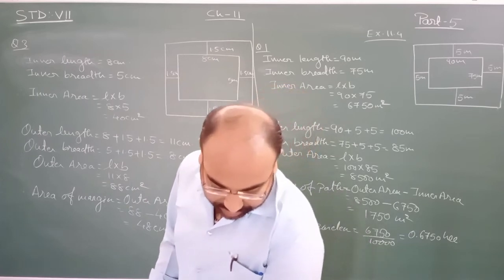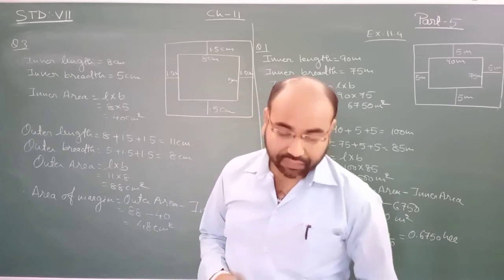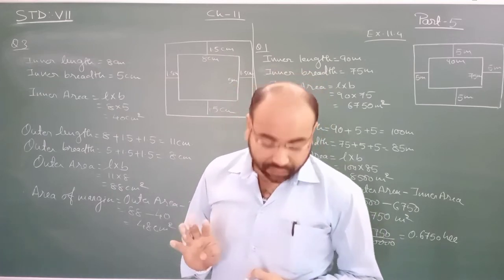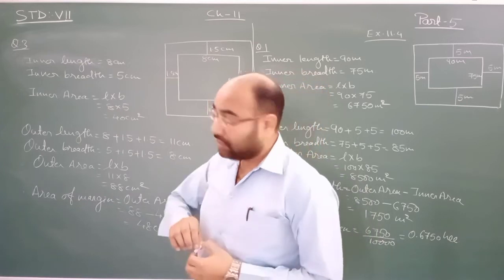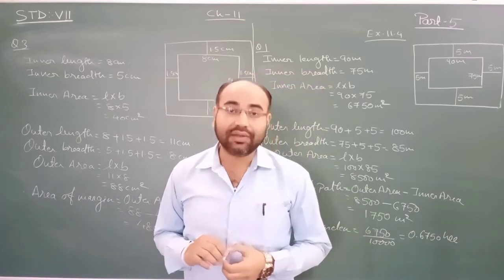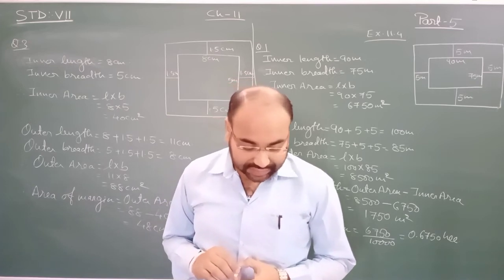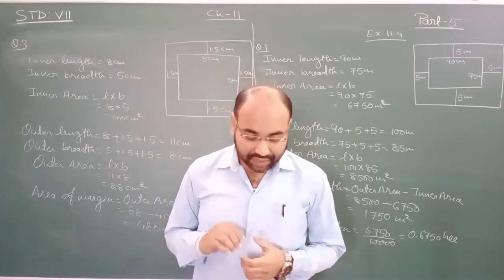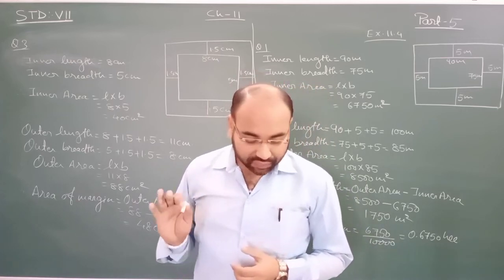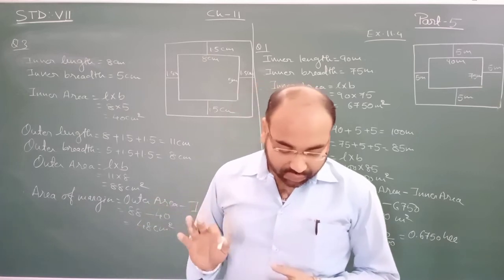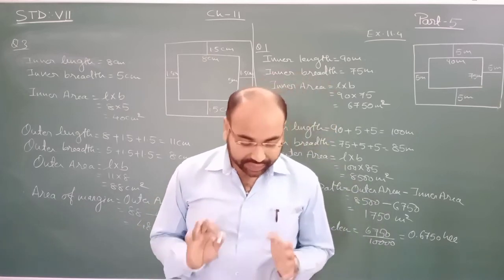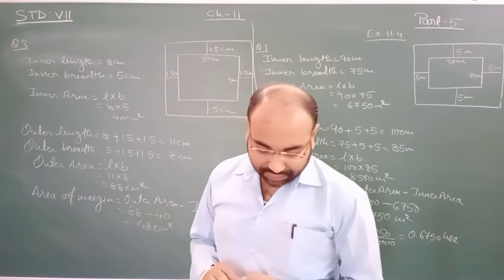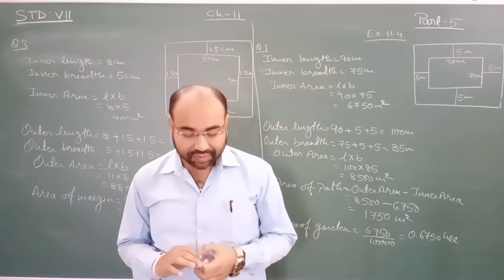Now let's move to question number 5. Again it is of same type, but यहाँ पे क्या दिया है, veranda is being given. So a veranda of width 2.25 meter is constructed all along outside a room which is 5.5 meter long and 4 meter wide. Find the area of veranda. Then the cost of cementing the floor of the veranda at the rate of rupees 200 per meter square.